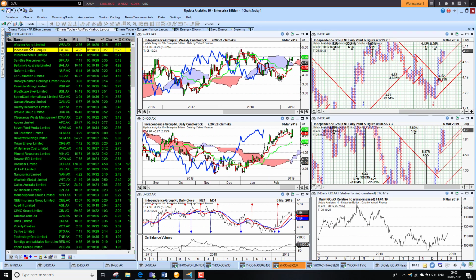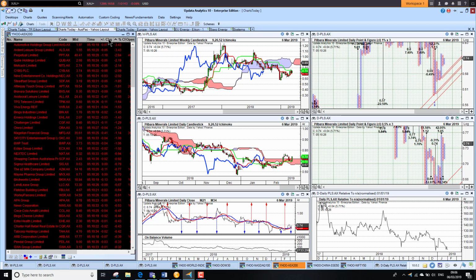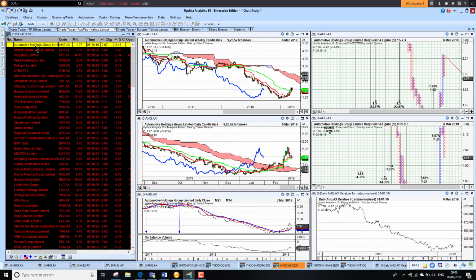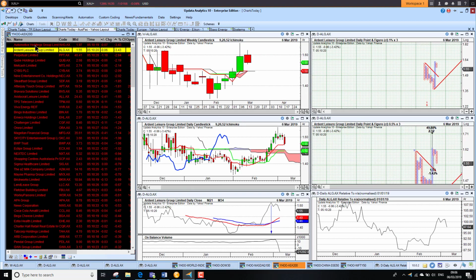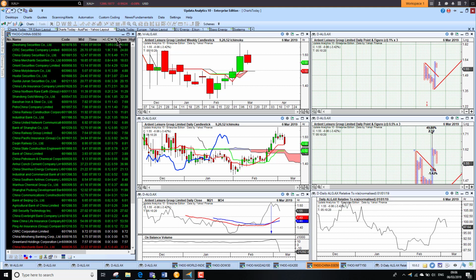Independence Group were up 5.8%. Quite good-looking charts here in Oz. Pilbara Minerals, they were up 5%. Not as good a looking chart here in the medium to long term, and we see the relative has declined over a period. Looking at the worst performers, we had Automotive Holdings down 3%, and that chart looking terrible. Ardent Leisure down 3.4%. China, we had a pretty strong showing, as we said.